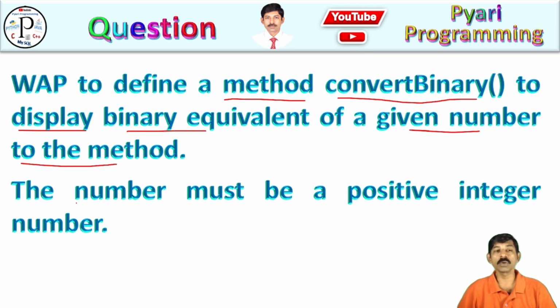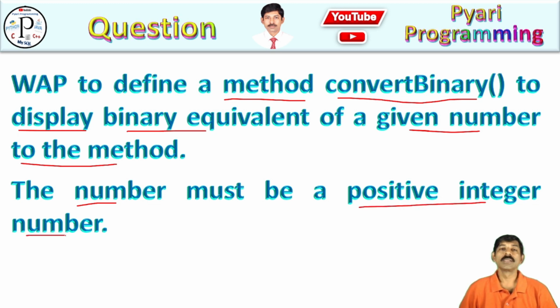The next part of the question says that the number must be a positive integer. That means first we need to verify that the number given by the user is a positive integer or not. If it is, then convert it into binary form.